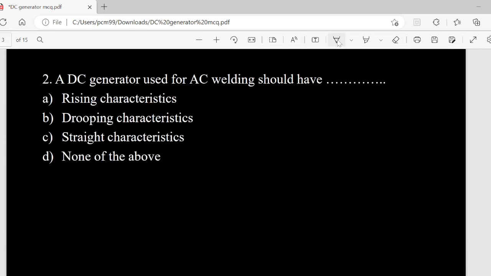Question number 2. A DC generator used for AC welding should have option A rising characteristics, option B dropping characteristics, option C straight characteristics, and option D none of the above. In welding, more current is required with less voltage. Due to that, the characteristics become drooping. So the correct answer is option B.